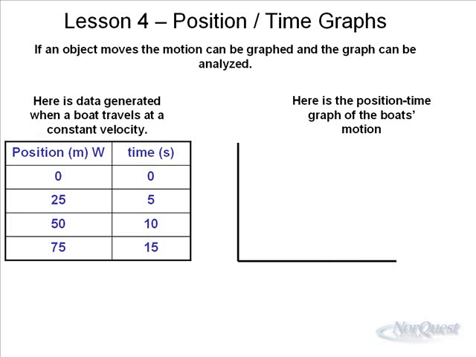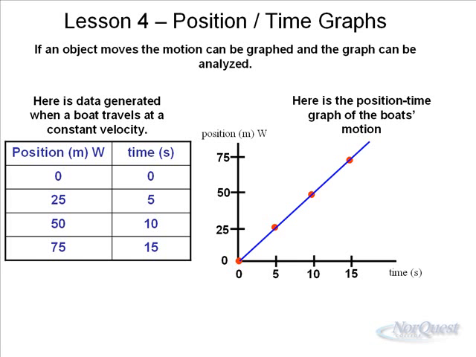We need an x and a y axis. On the x-axis, we put time. Time is, in this case, the manipulated variable. And of course, on the y-axis, we put the position. The position is the responding variable. And we can see that after 5 seconds, 25 meters, 10 seconds, 50, and so on.